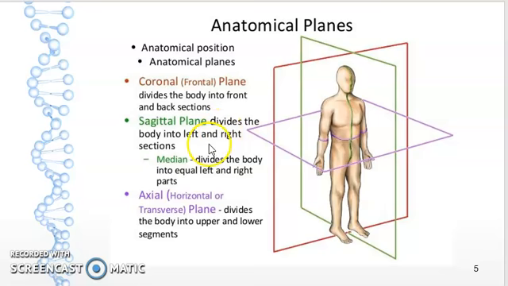The sagittal divides the body into the left and the right section, or you can say the median. It divides into equal left and right parts. Then the axial, horizontal or transverse plane. You can get an idea here: the red divides anterior and posterior, the green divides left and right, and the axial or transverse plane divides from here, up equals to down. So it divides the body into the upper and the lower segment.